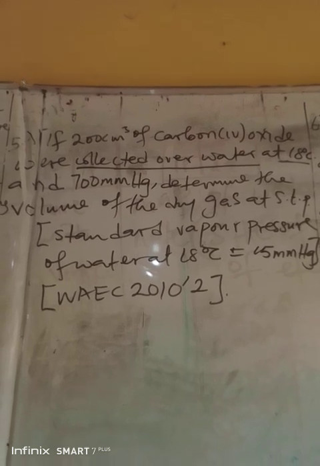But if they just say, if 200 centimeter cube of carbon(IV) oxide was collected at 18 degrees C and 700 millimeter mercury, they did not say over water. They will not subtract anything, and they will not even write anything down. Are we together? That means it's a general gas law question. Are we together now? So what are we going to do?